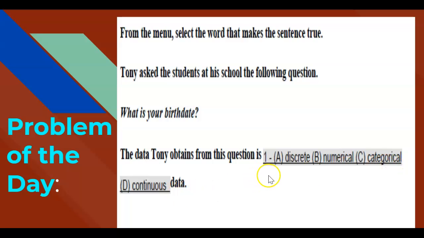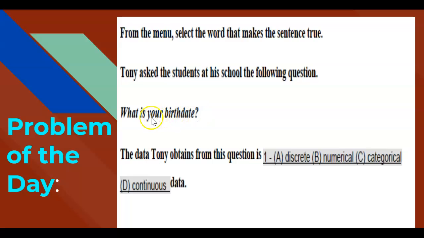Now, what have we studied and talked about so far on our first unit? We never discussed the word discrete, okay? So that's going to eliminate a possibility. Numerical, yep, we talked about numerical. We talked about categorical. Continuous data, we have not discussed that yet. So that eliminates that as a possibility. So now it's either the numerical or categorical.